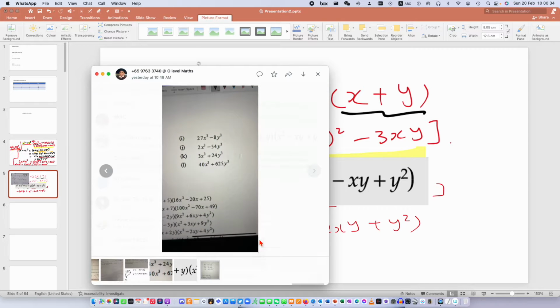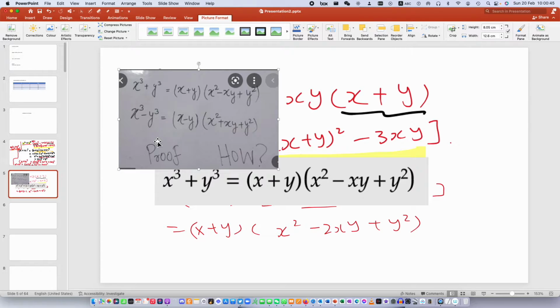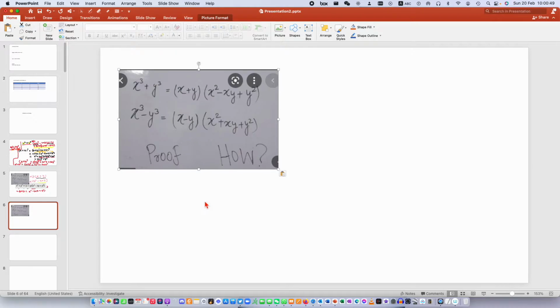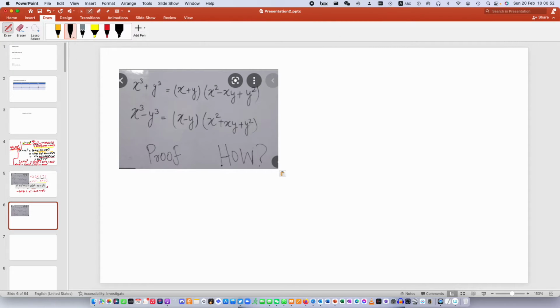So let me just take the minus. Let me take 2x cubed minus 54y cubed. Okay, 2 and 54. And I need to make use of one of these. So what I see is 2 is common, right? So the first common factor is 2. I take out the 2 first. x cubed minus 27y cubed. So this is 27, right?